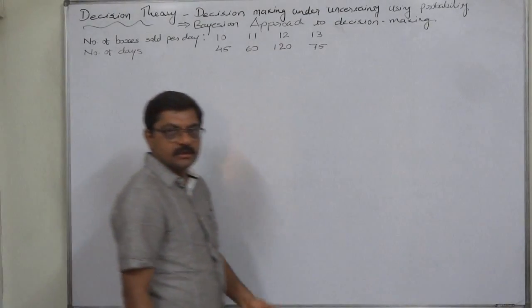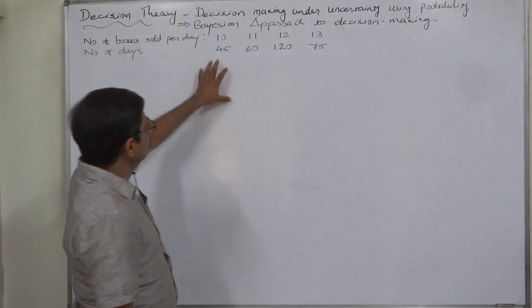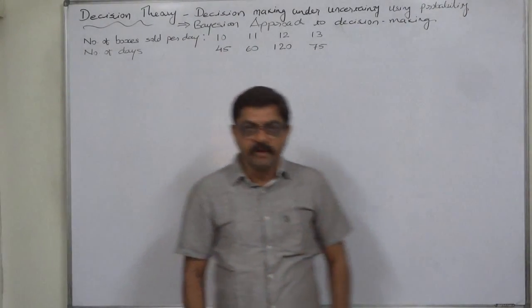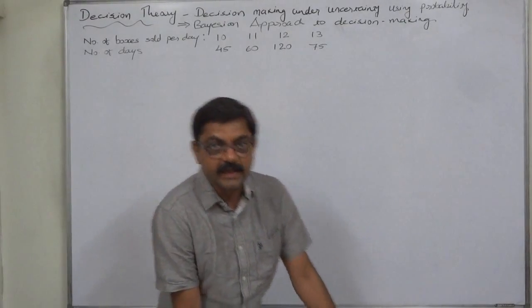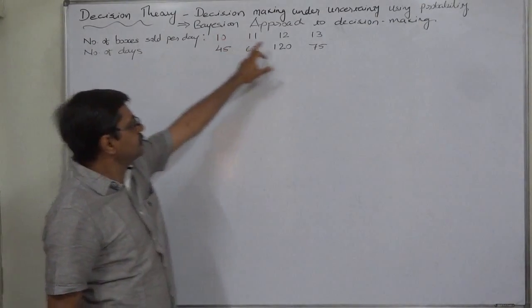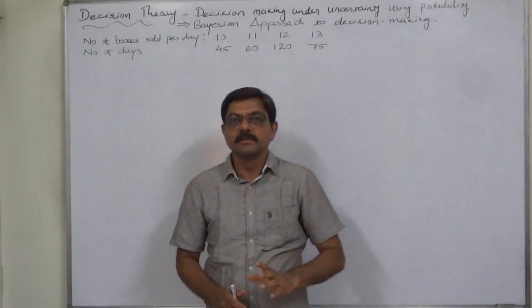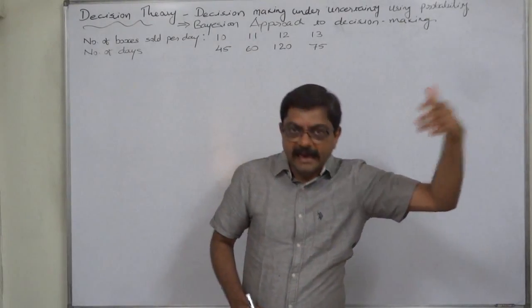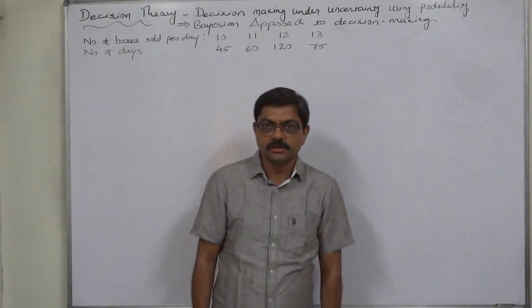Imagine a situation where the seller has to order the number of boxes for tomorrow on today evening. What will be his situation on today evening? Yes, he has to decide whether to order 10 boxes, 11 boxes, 12 boxes or 13 boxes, and to keep them till the end of the next day. Now he has four options.